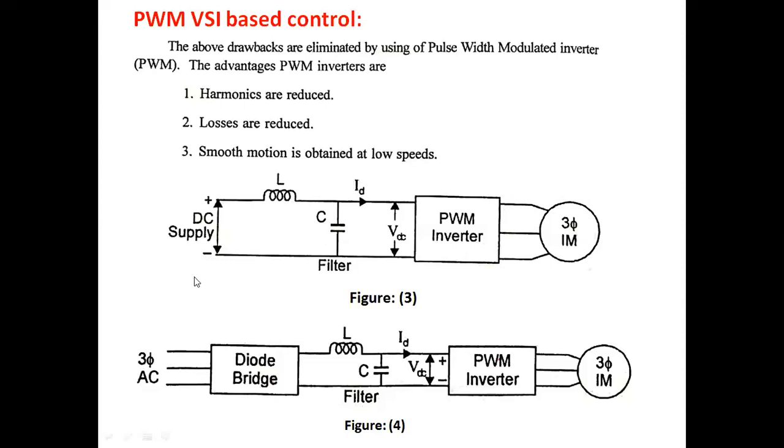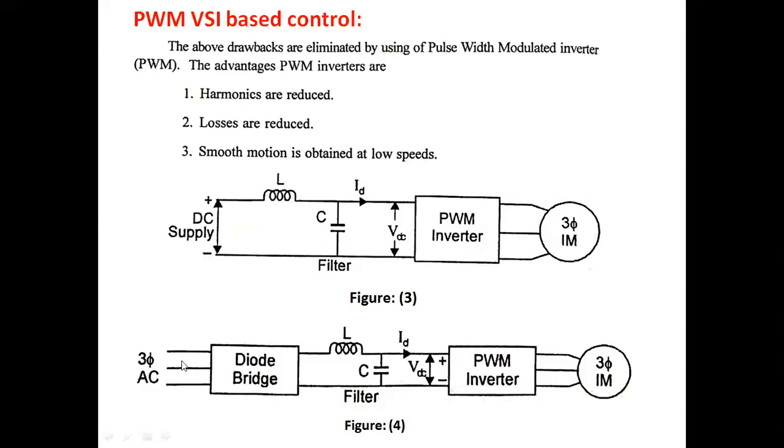Now your circuit size and volume are also reduced. That is also an advantage compared to the 6-step inverter. For 6-step inverter based control, we are keeping a chopper circuit here, but a chopper circuit is not required when you are operating the VSI in PWM inverter mode.